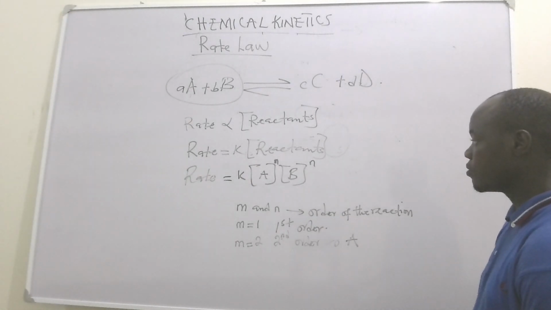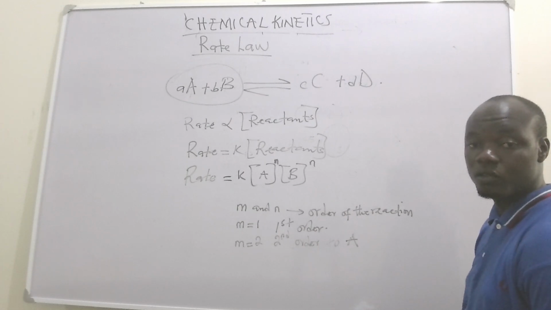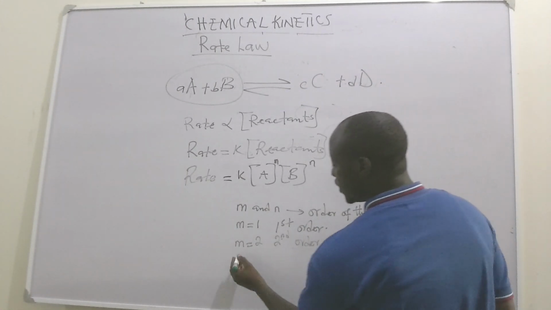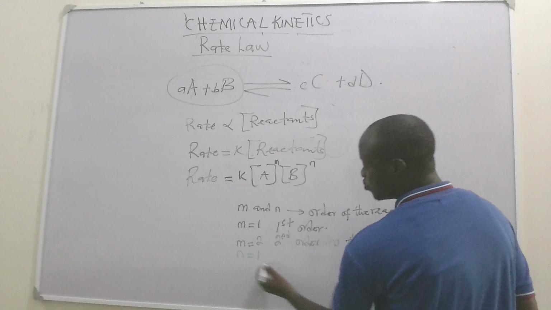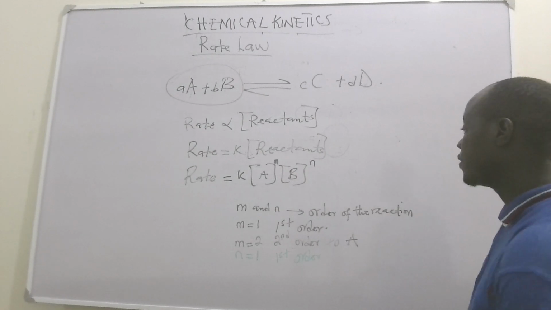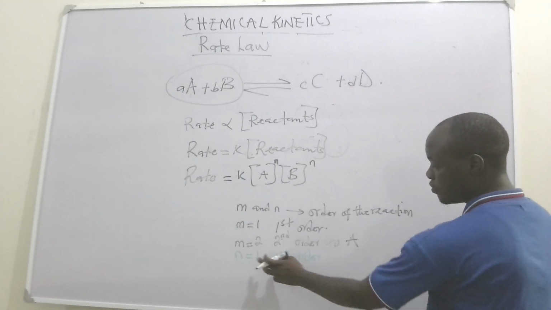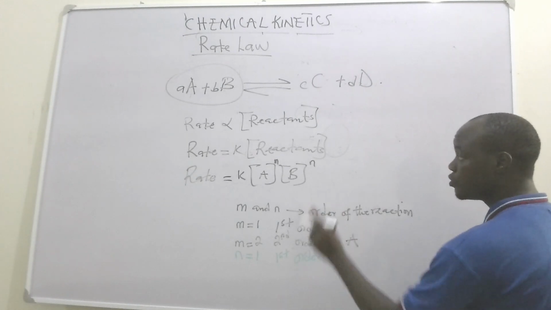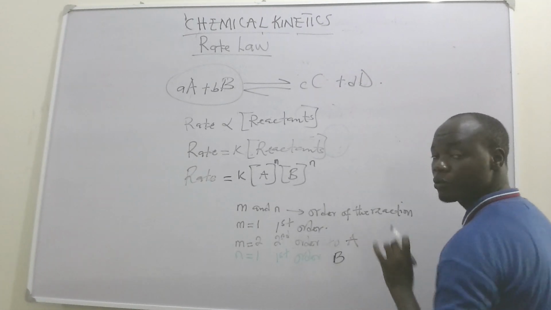And if n is equal to 1, it means that the reaction is also first order. So n here can also be 1, which means the reaction is first order to B.